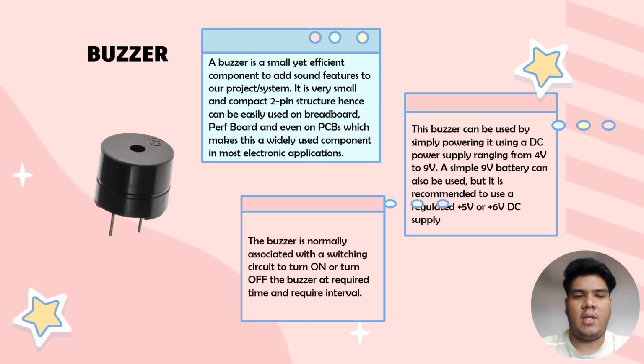So for our last output, which is the buzzer, a buzzer is an efficient component to add some features to our project or system. It is very small and compact, with only a 2-pin structure. The buzzer can be used by simply powering it using a DC power supply ranging from 4 volts to 60 volts. The buzzer is normally associated with a switching circuit to turn it on or off at the required time and required interval.